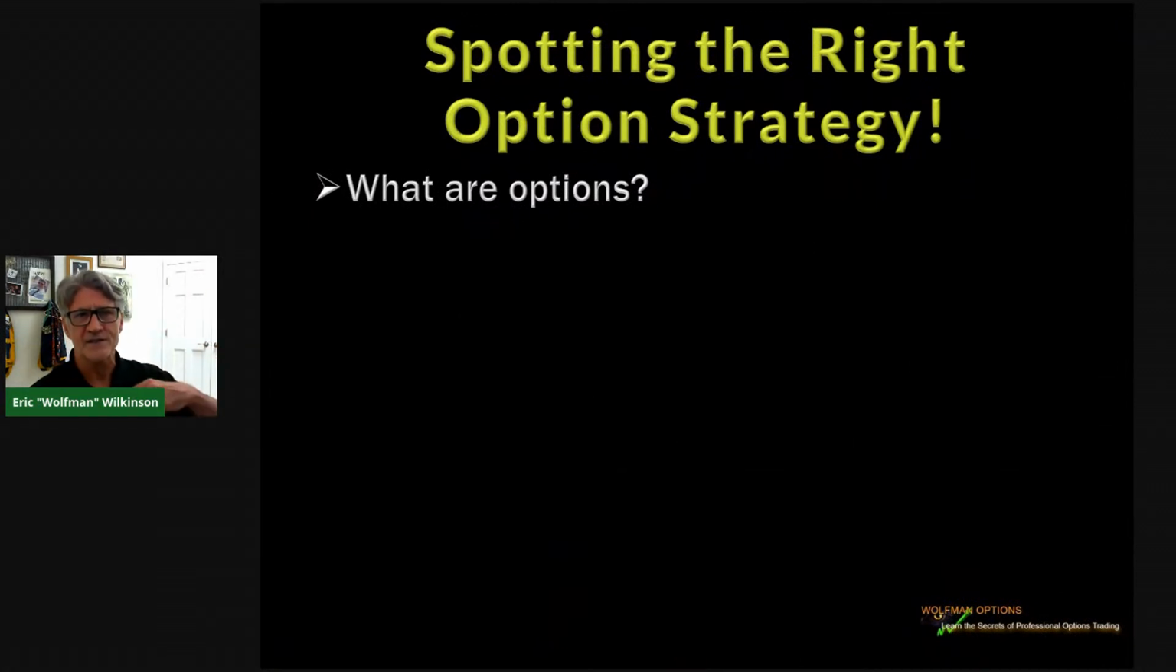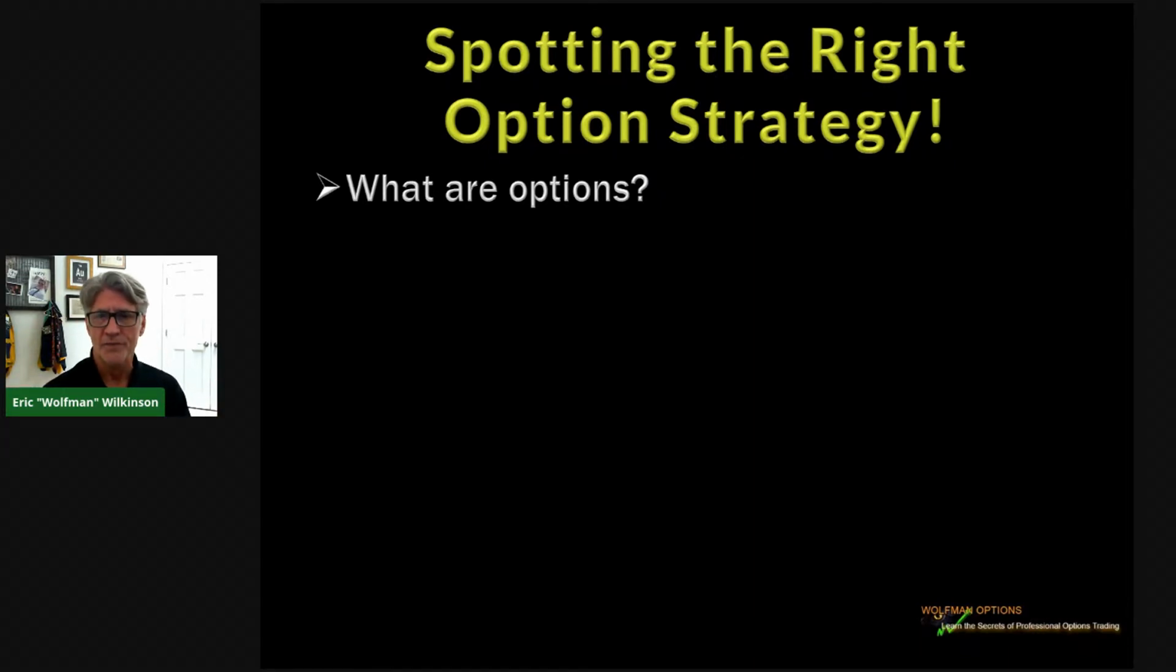Now, we talked about this. What are options? All right. Options are just really two contracts. One's a call and one is a put. Those are the only two contract types of options, a call and a put. Now, you can buy them and you can sell them.